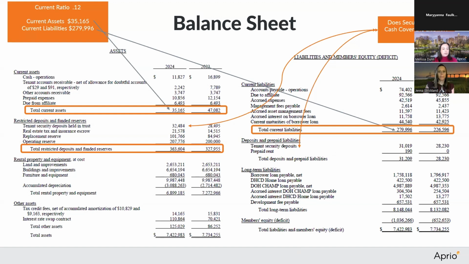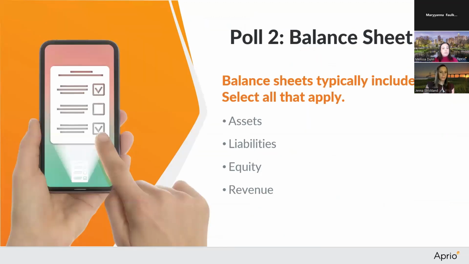Next, we're going to have another polling question. So on the balance sheets typically include, and you can include all that apply. So you can check multiple. So assets, liabilities, equity, revenue.